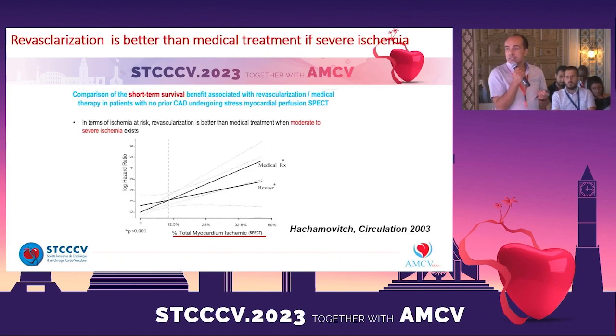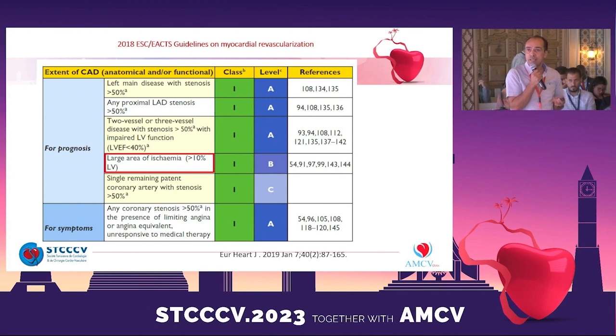And so we know for more than 20 years that, in terms of ischemia risk, revascularization is better than medical treatment when moderate to severe ischemia exists. But if the zone of ischemia is not very large, medical treatment also has a great place. And in European guidelines, revascularization is only indicated for a large area of ischemia that exceeds 10% of left ventricular mass.